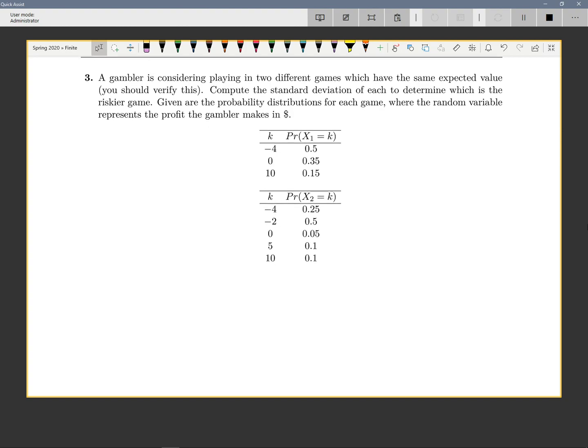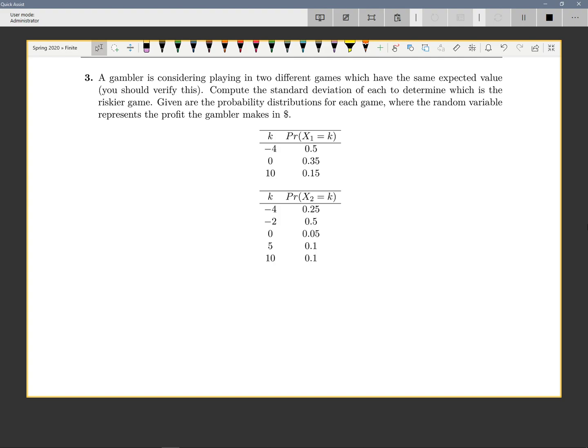Alright, so let's look at this. A gambler is considering playing in two different games which have the same expected value, so we'll have to verify that. Compute the standard deviation of each to determine which is the riskier game. Given are the probability distributions for each game where the random variable represents the profit the gambler makes in dollars.